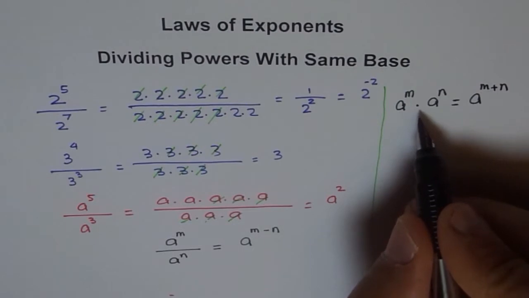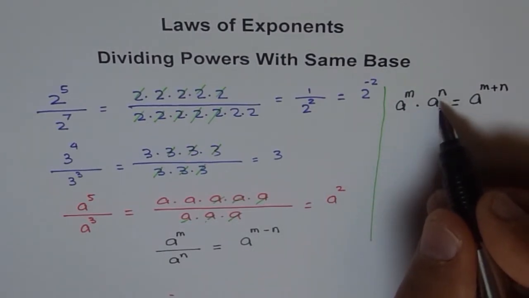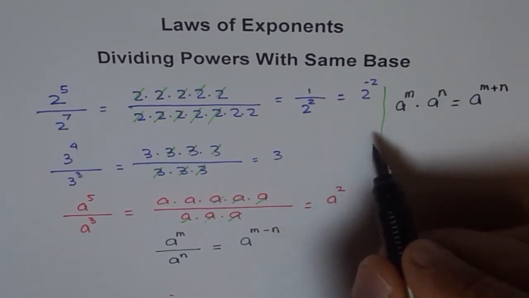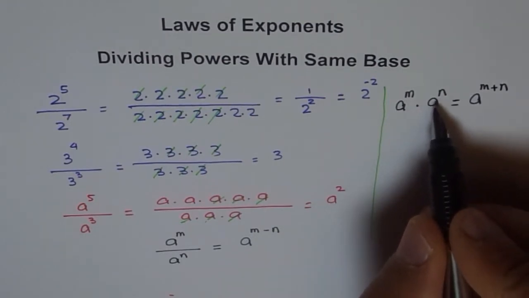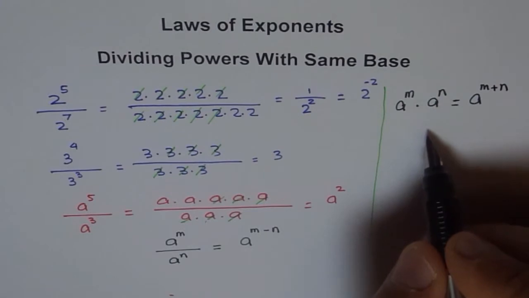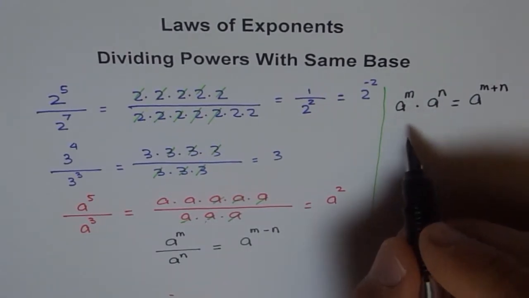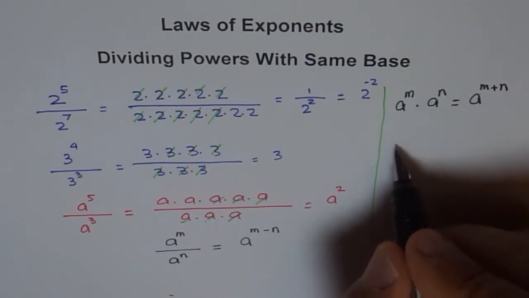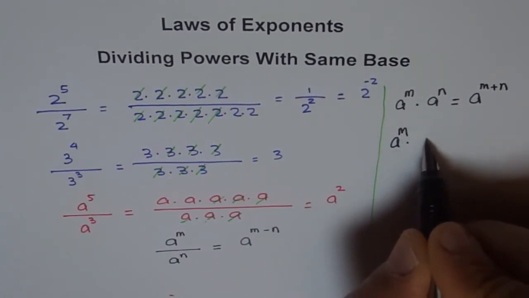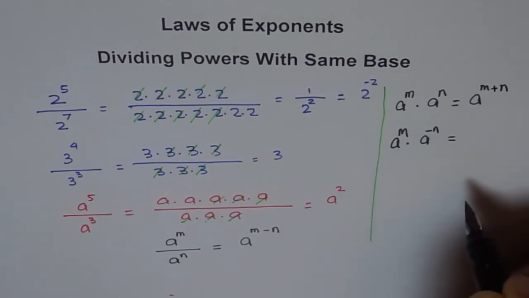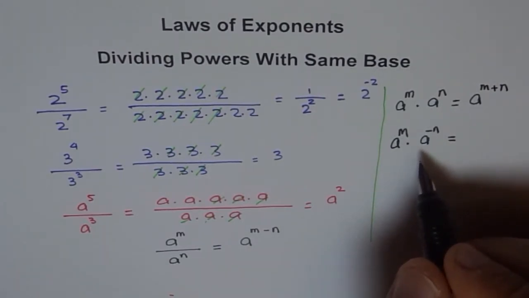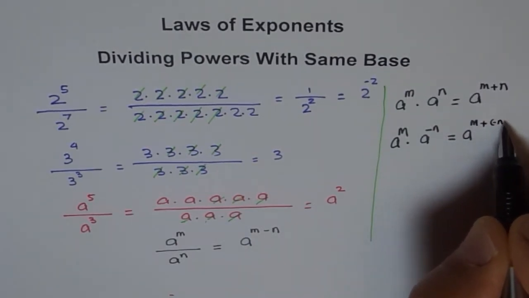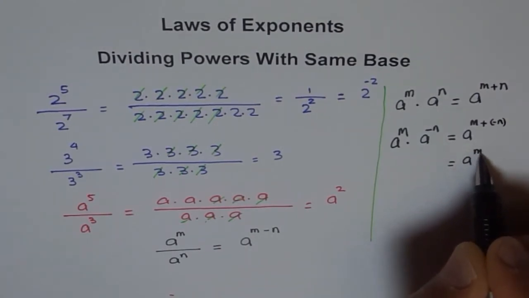Now, when we divide, division is like the reciprocal of multiplication, right? Correct? Or when we do negative exponents, you will understand that a to the power of minus n is actually 1 over a to the power of n. Or think like this. If I replace n with minus n, then what happens? That is, if I do a to the power of m times a to the power of minus n, since they are multiplied, the multiplication law says they will add up. And so we will write a to the power of m plus minus n, which will give us a to the power of m minus n.